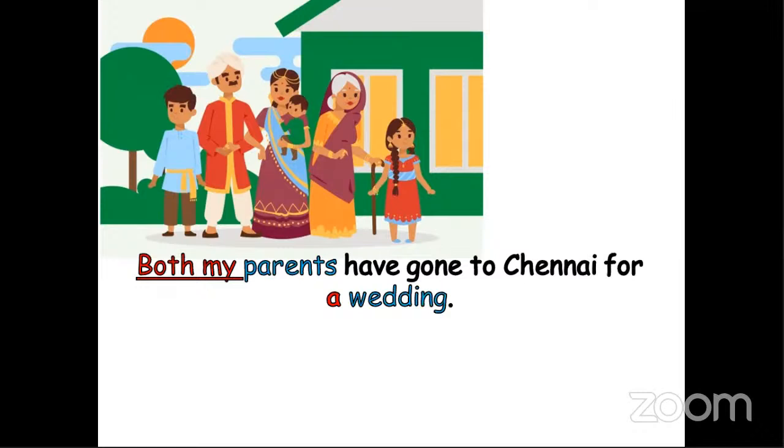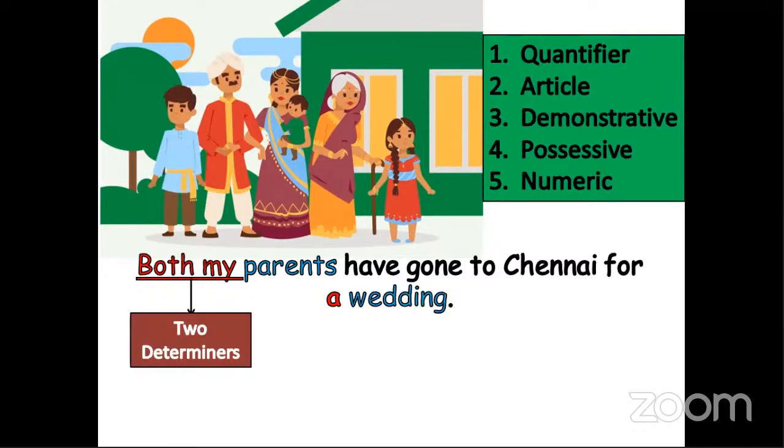Let us see the arrangement. First we have both, which is a quantifier. Is it not? Both is a quantifier. And it is followed by my. And what is my? My is a possessive. Can we say the sentence as, my both parents have gone to Chennai for a wedding? Do you notice? Sometimes we make this mistake when we are speaking. My both parents have gone to Chennai for a wedding, and it almost sounds correct.